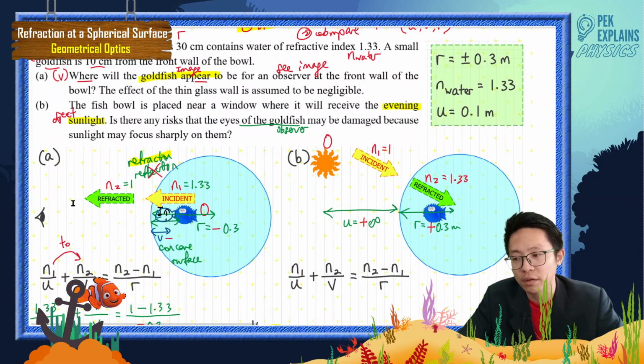Where the incident ray and the refracted ray are depends on where the object is. Last time my object was the fish. This time my object is the sunlight, so it is inverted. Last time the incident ray went from water to air. This time the incident ray goes from air to water, so the refracted ray is on the different side. That also makes the radius go from negative to positive. Last time my radius was negative because it was opposite to the refracted ray. This time my radius is positive because it is on the same side as the refracted ray. Understand or not?